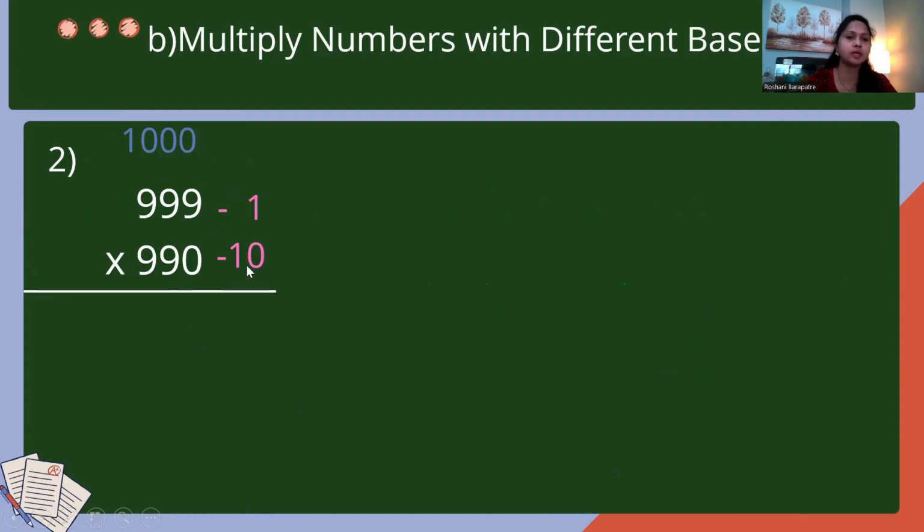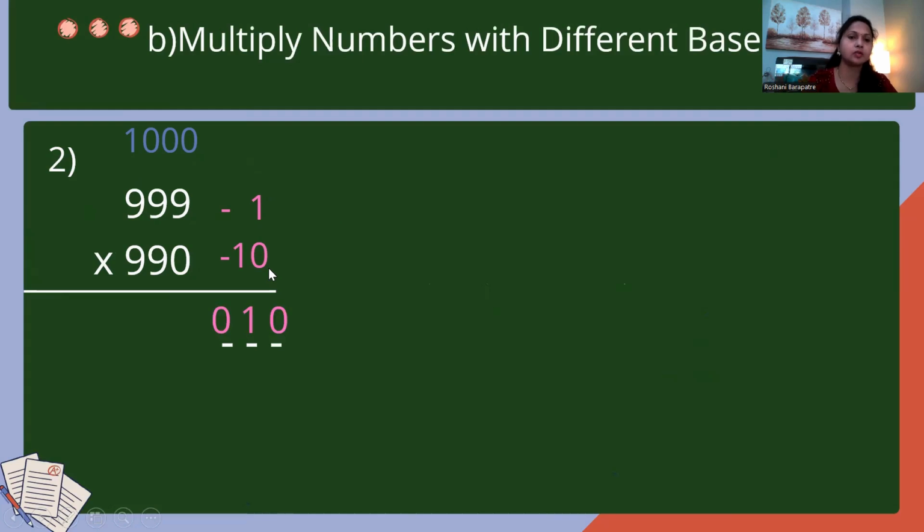Difference minus 1 and minus 10. 1000 minus 1 is 999 and 1000 minus 10 is 990. Then put the places as the number of zeros in the base. 3 zeros, 3 places. Then multiply this difference. You will get 10, but we need to fill up this place with the 0.